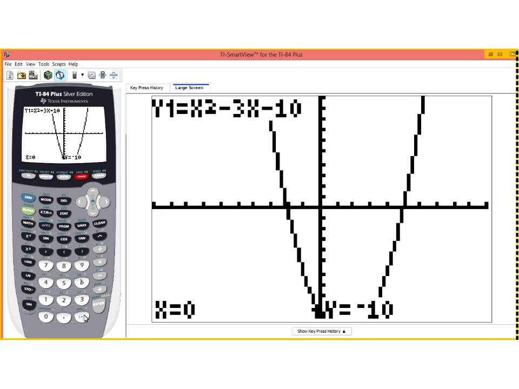And we use our trace to type in the two answers we found. We found minus 2. And there we go. We verified that solution. And then the other one was plus 5. And we verified that solution.